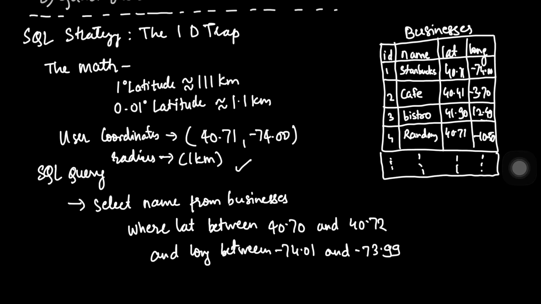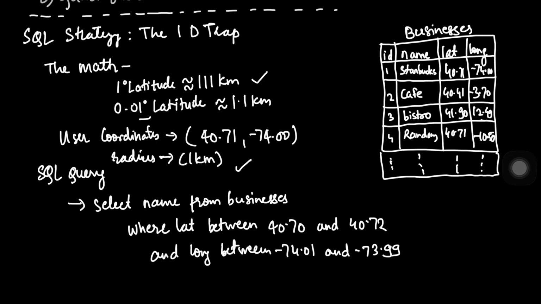On our planet, 1 degree of latitude is approximately equal to 111 kilometers. So if we want to find a 1 kilometer radius, we simply divide 1 by 111, which gives us approximately 0.01 latitude. This is our magic number now.